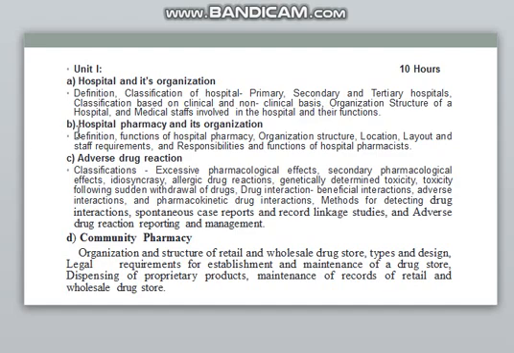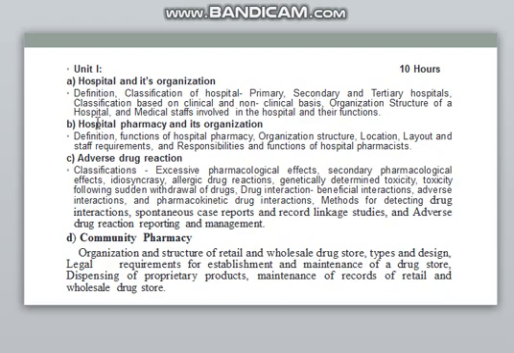Next comes the hospital pharmacy. We have learned about the hospital. Now for the pharmacy in the hospital, we should also know about its layout, where it has to be located, its functions, the organization structure of the hospital pharmacy, the staff required, and the responsibilities, duties, and functions of the hospital pharmacist.